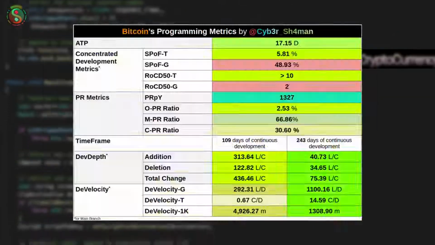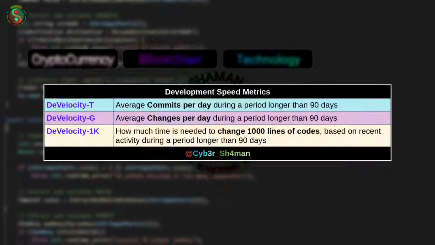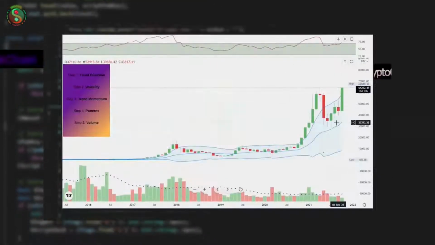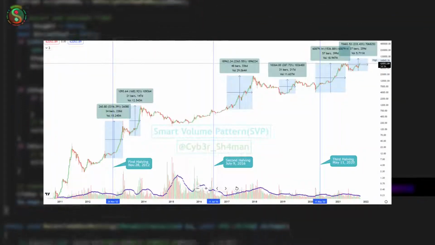In a very exciting video, we analyze Bitcoin's development process in a way that everybody can understand and enjoy. Then we will analyze its chart and reveal a surprising pattern that may change the game. Stay with me.